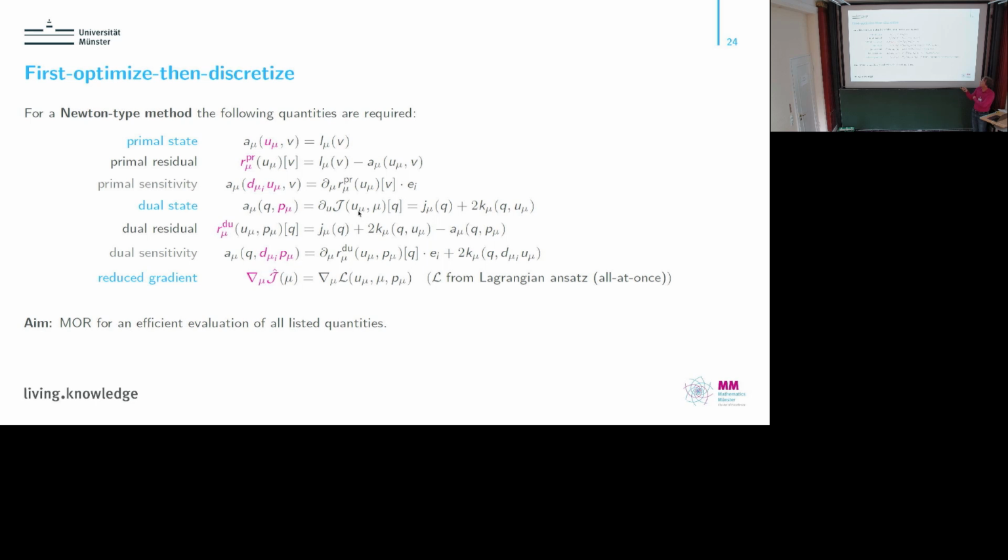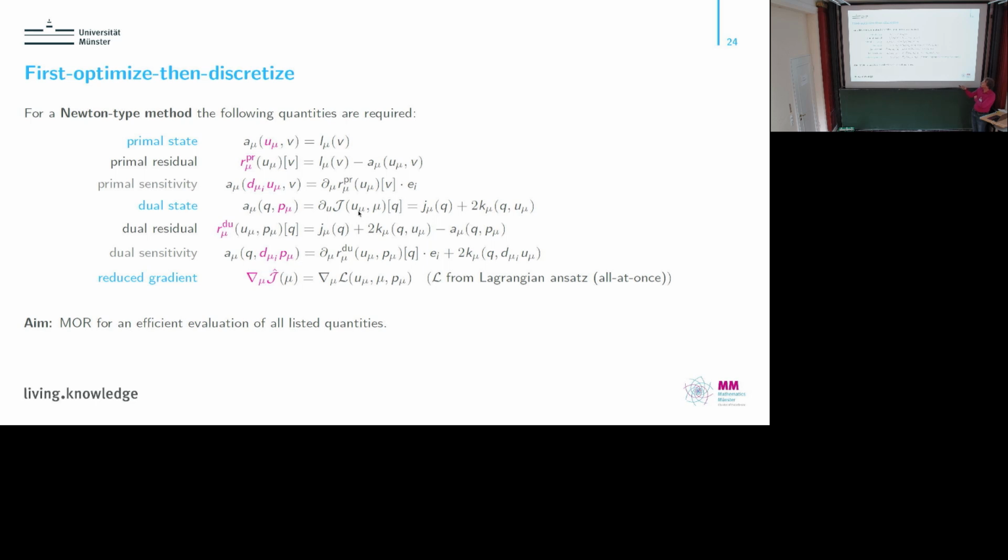And in order to evaluate the gradient of the optimization functional, we use the first order optimality conditions, and we can see from that we get the full gradient here by evaluating the gradient of the Lagrangian, and this depends on the primal solution, on the parameter, and as well on the dual solution.